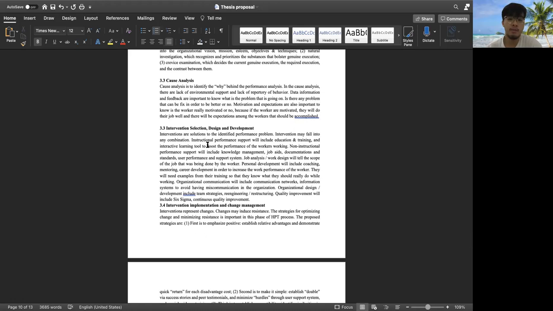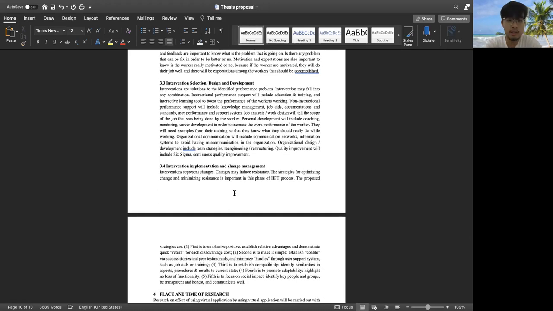The next one is the intervention selection, design, and development. These are the solutions to the identified performance problem. It may fall into any combination. Instructional performance support will include education and training and interactive learning tools to boost the performance of the workers. Non-instructional performance support will include knowledge management, job aids, documentation and standards, user performance, and support systems.